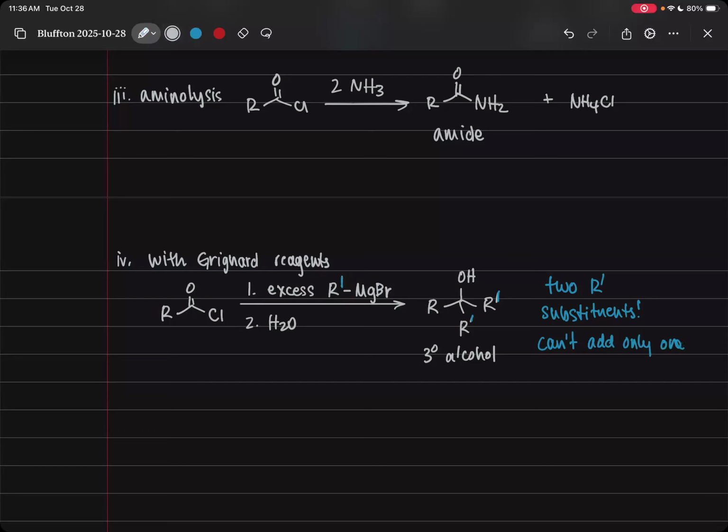So say if you wanted to just add one R group and make a secondary alcohol or something like that, you cannot do that directly from an acid chloride. It would be kind of useful if you could, but the acid chloride is so reactive that it's just going to gobble up as much of the Grignard reagent as it possibly can.